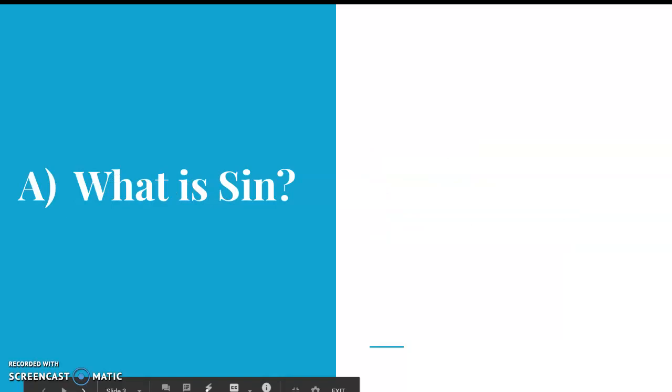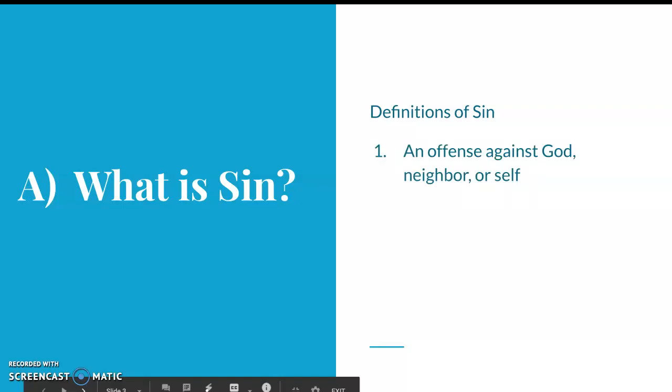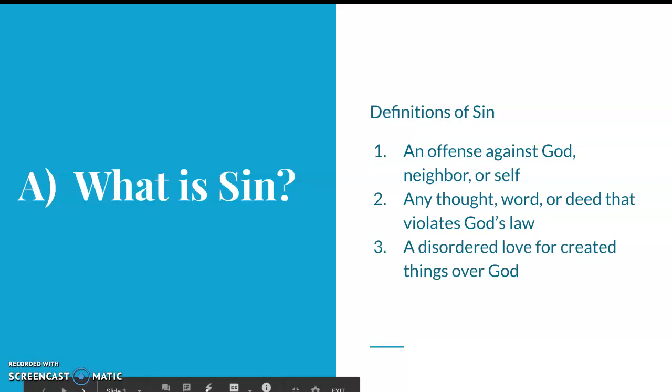So what is sin? A few basic definitions that are helpful for us. Sin is an offense against God, neighbor, or self. Sin is any thought, word, or deed that violates God's law. And sin is a disordered love for created things over God. So the first two we talked about last week as we did the homework reviews. The third one is sort of a new definition that we haven't talked about.